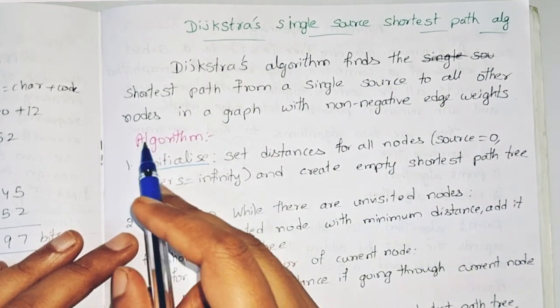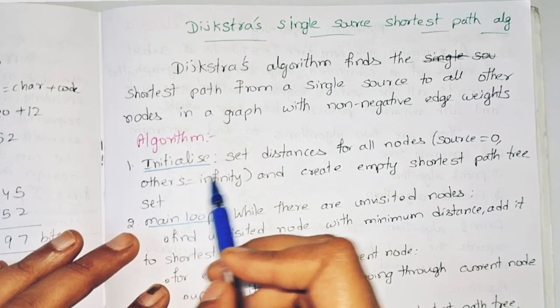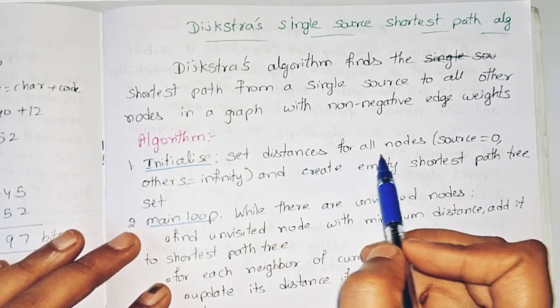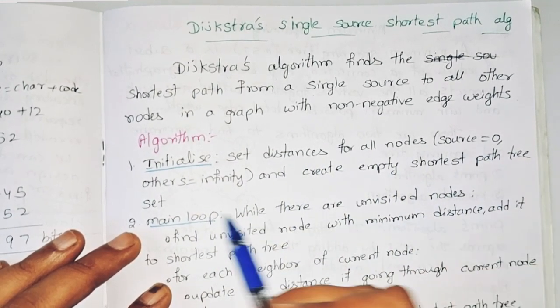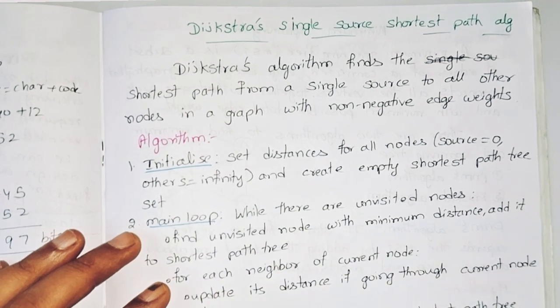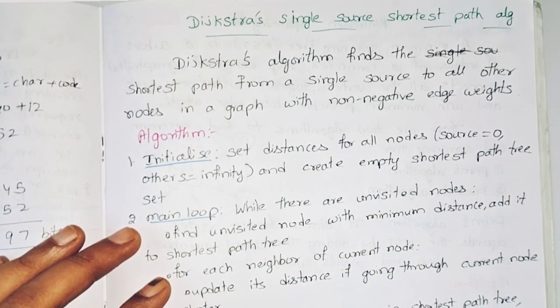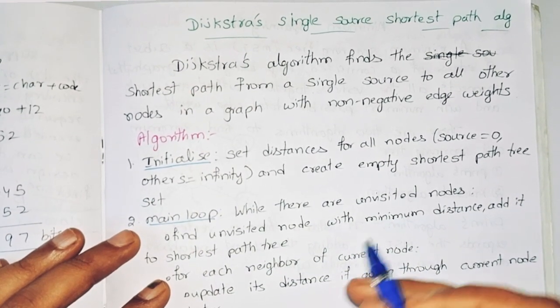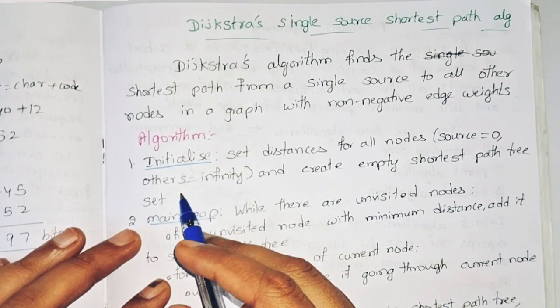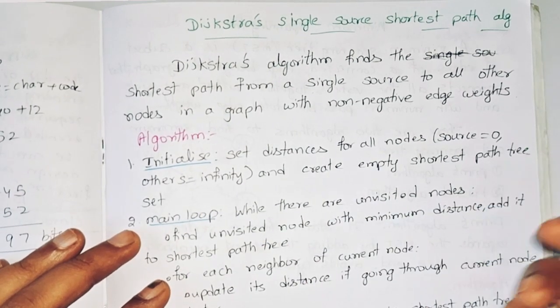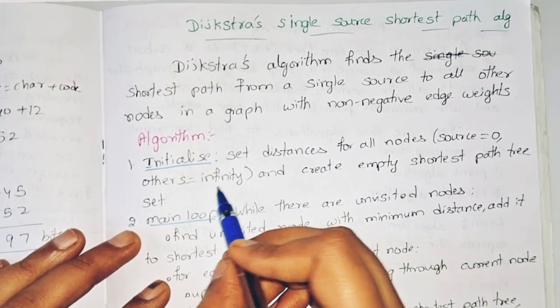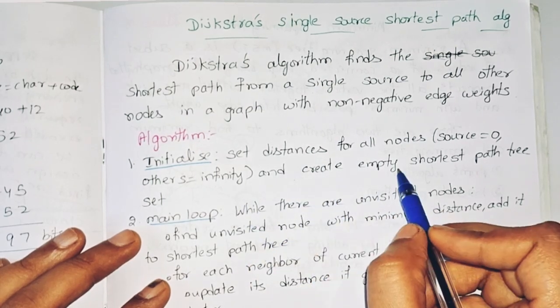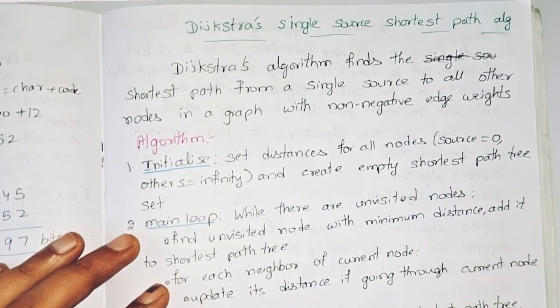For this, we are following the algorithm here. Set distances for all nodes: the source will be initially 0 and the other nodes' distance will be infinity, since we have not found the distance from the source to the remaining nodes. And create an empty shortest path set.